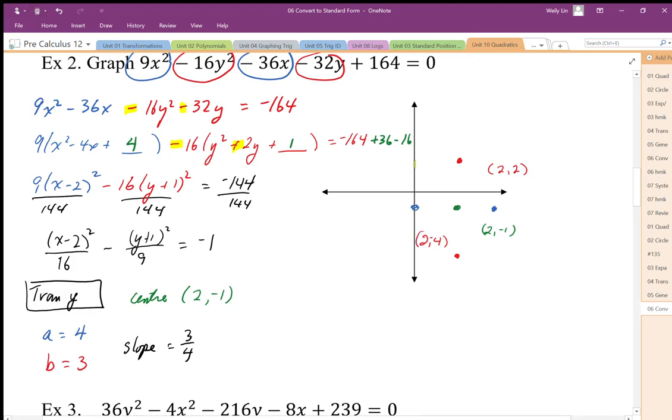I want to locate the corners of my rectangle here, because again, those allow me to draw in the slope values. Okay, so there's my corners here, here, here, and here. My slope is going to be 3 over 4.